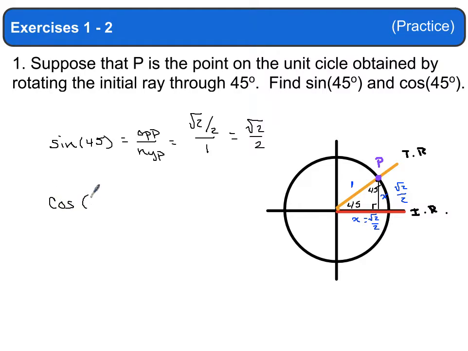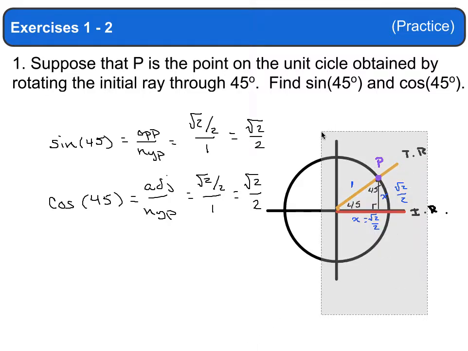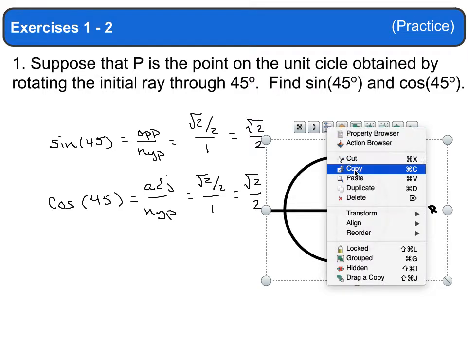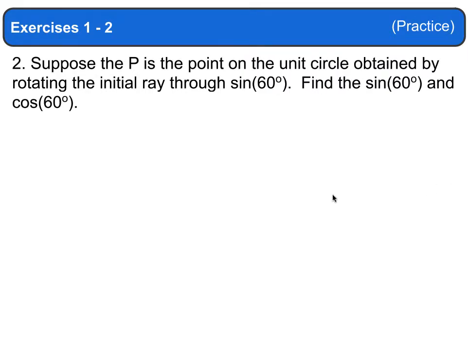Same thing with cosine 45. Cosine 45 is adjacent over hypotenuse. So that means that's going to also be the square roots of 2 over 2 divided by 1. And our result will be the square roots of 2 over 2. We'll show this one more time. What I'm going to do is I'm going to copy this. And we're going to show this again.